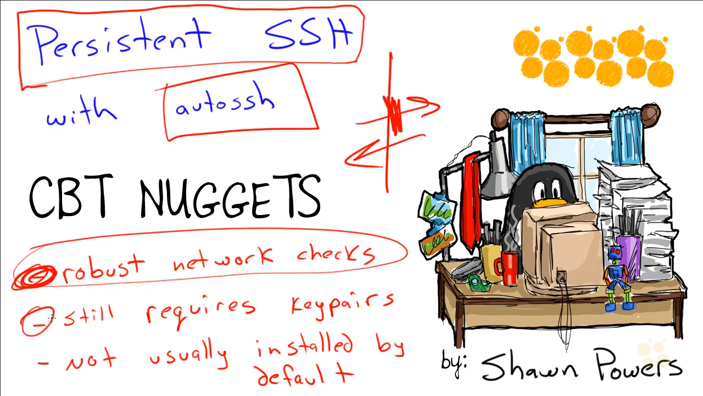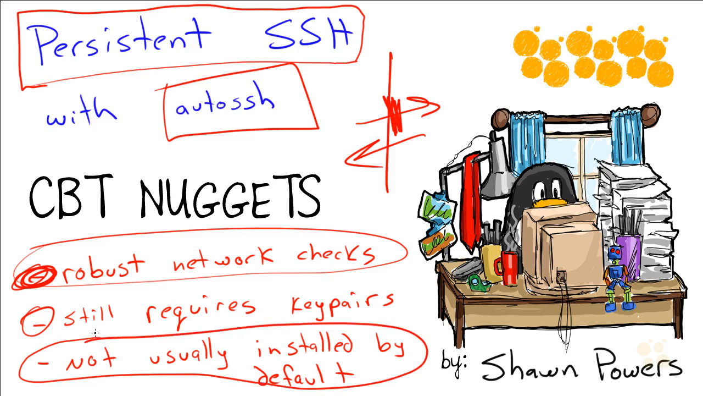Now, it does still require that you use key pairs to log in because you don't want to have to authenticate every time that you use autossh. Usually it's something you put in your startup scripts. And it's not usually installed on the distribution by default, but it's usually in the universe repository for Ubuntu. It's usually easy to install, but it's usually not there by default. However, it's worth installing because it's very robust and it's a great way to keep a tunnel open.